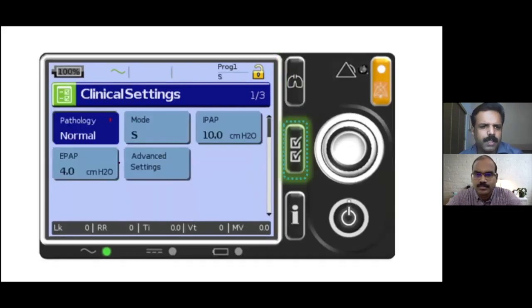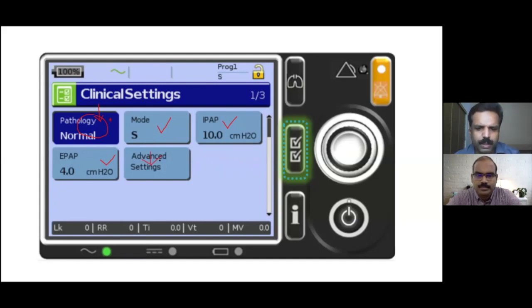And in the settings, you have different settings. The mode we have to set. The different modes are there, as I've already told. We have to set the IPAP. We have to set the EPAP. So initially you should set mode, IPAP and EPAP, and a pathology can be set in some of the machines, like obstructive, restrictive, and normal. If you select something like obstructive for a COPD patient, then obviously the inspiratory times, the TI, all those triggers will be varying. Okay, so this is how the settings will be.